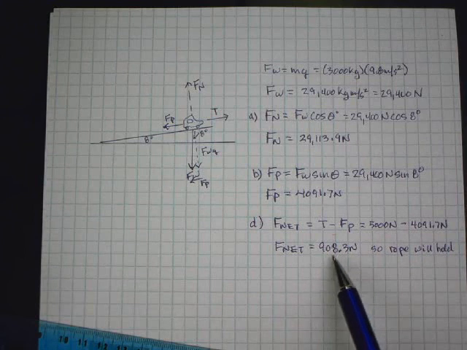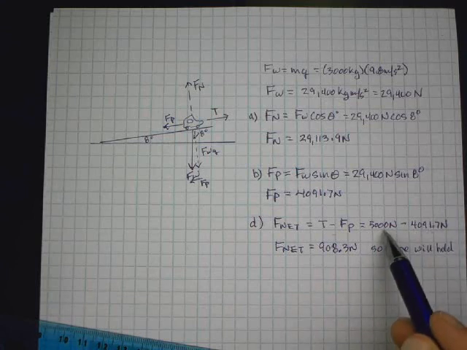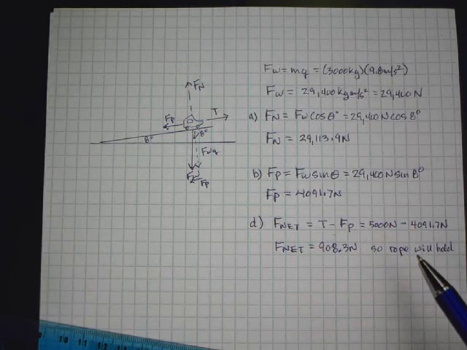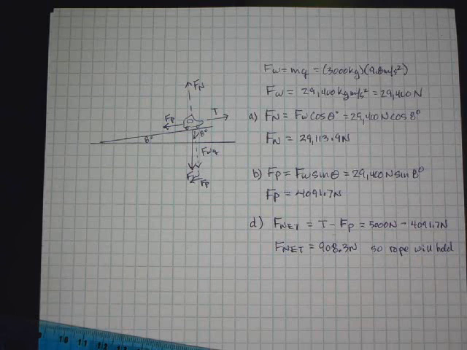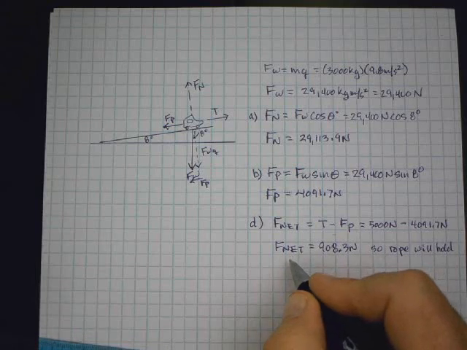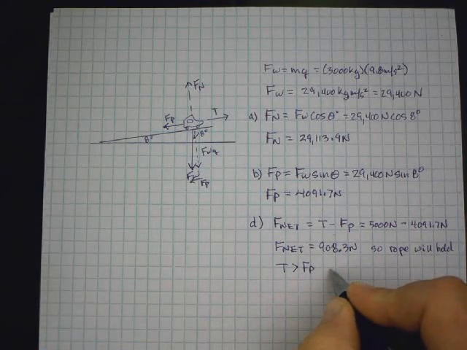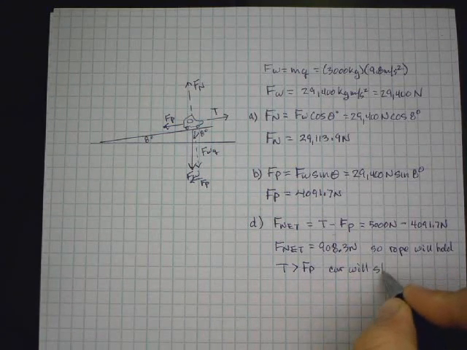Now you might be curious, like, well, won't that make it move? Well, this is the maximum the rope can hold. So as long as this is not going above that, the rope can still hold. The rope is not actually trying to pull the car up the hill at this point. It is simply just trying to keep it in place. And so as long as T is greater than the FP, the car will stay in place.